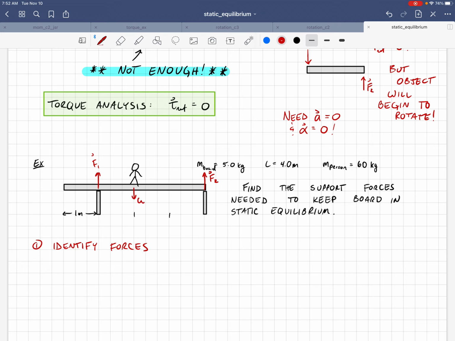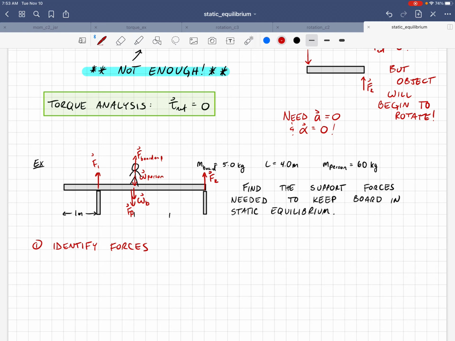I also have the weight of the board down. And then I also, at this same location, have the force of the person down, right? They're standing on the board. And if we do force analysis on the person, you would get that the force of the board on person has to be the same size as the weight of the person.